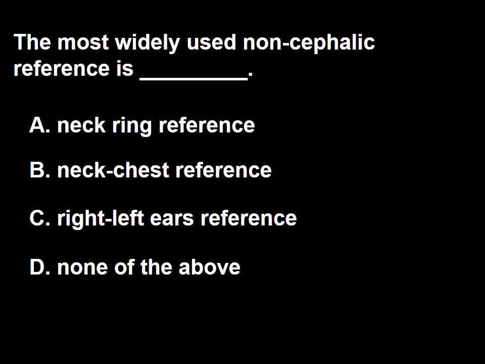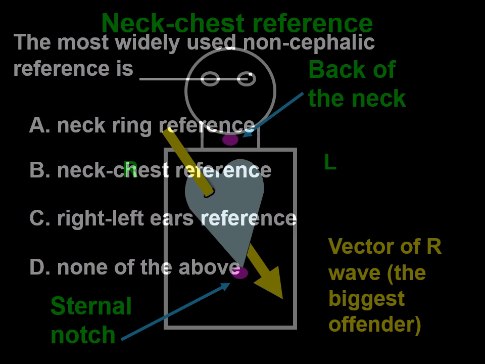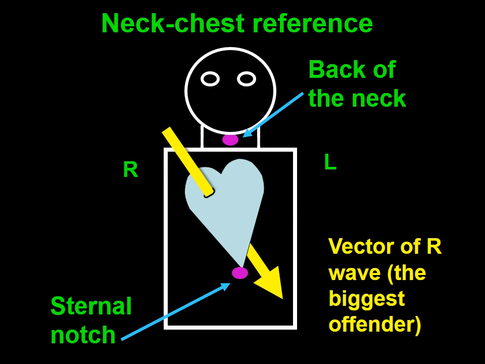Next question. The most widely used non-cephalic reference is A. Neck ring reference, B. Neck chest reference, C. Right, left ear's reference, D. None of the above. All the locations mentioned in this question have one thing in common. They are constructed to decrease cardiac artifacts.